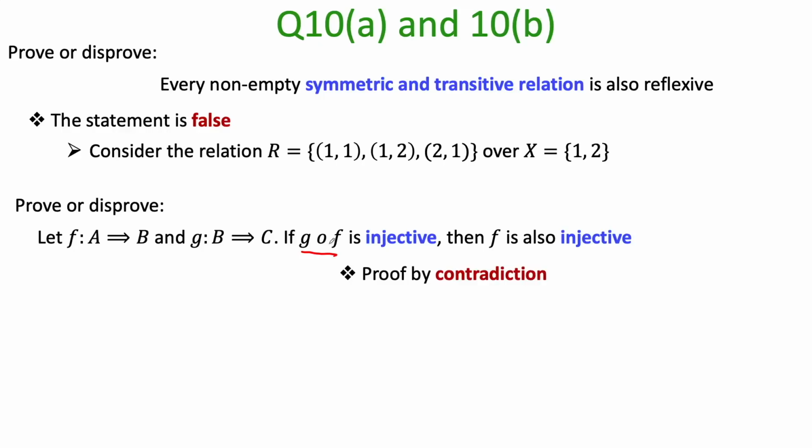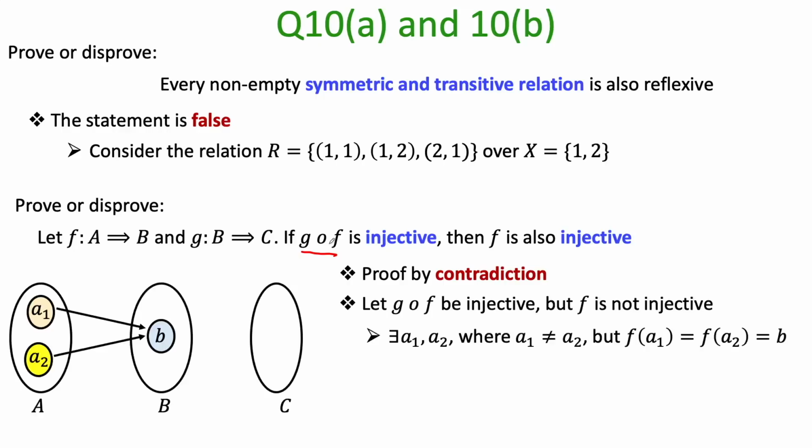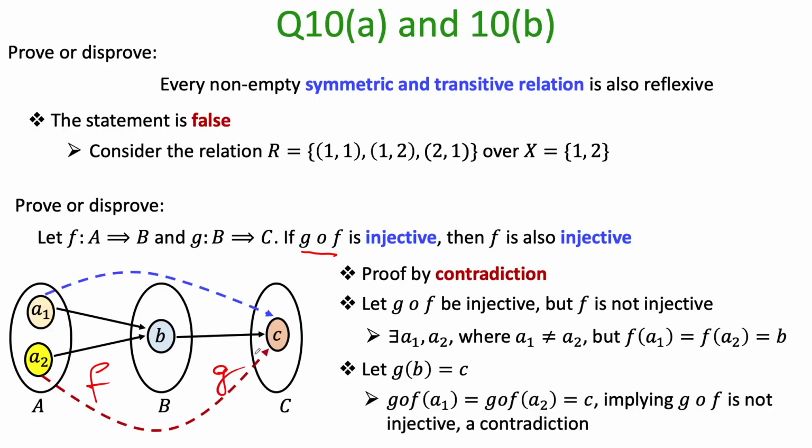So imagine that g o f is injective but f is not injective. Since f is not injective, that means I have a pair of distinct elements from the A set, say A1 and A2, getting mapped to the same image, say B, and say the image of B as per the g function is C. Then I get a contradiction: g o f of A1 and g o f of A2 are the same, namely C, but A1 and A2 are different, showing that g o f is not injective, which is a contradiction to my premise here.